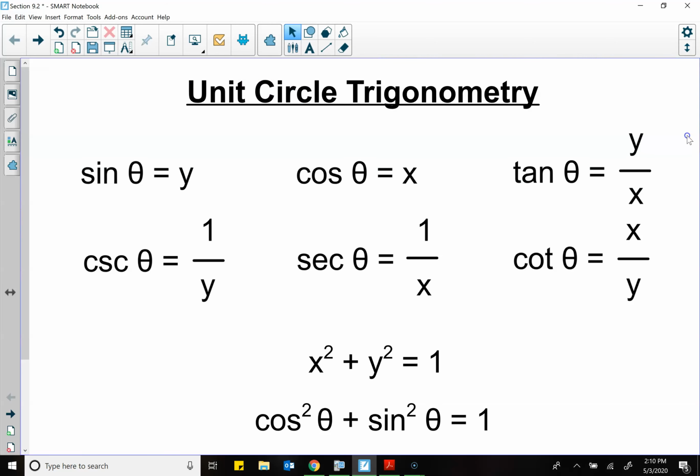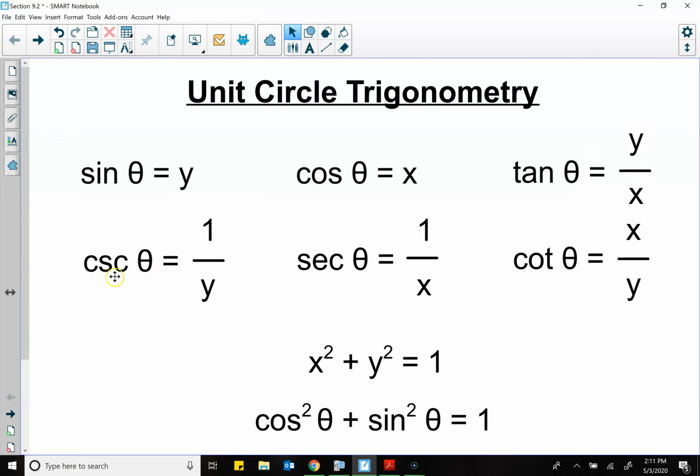Like I said, we have some formulas here. You're definitely going to want to have these things written down because they are very, very important. This is how we're going to get through this section, because a lot of your answers in this section are going to be exact answers. There's going to be no rounding unless the directions say, but for most of these directions it says give me the exact answer. So sine theta is equal to whatever the y value is. Cosine theta is equal to whatever the x value is. Tangent theta is y over x.